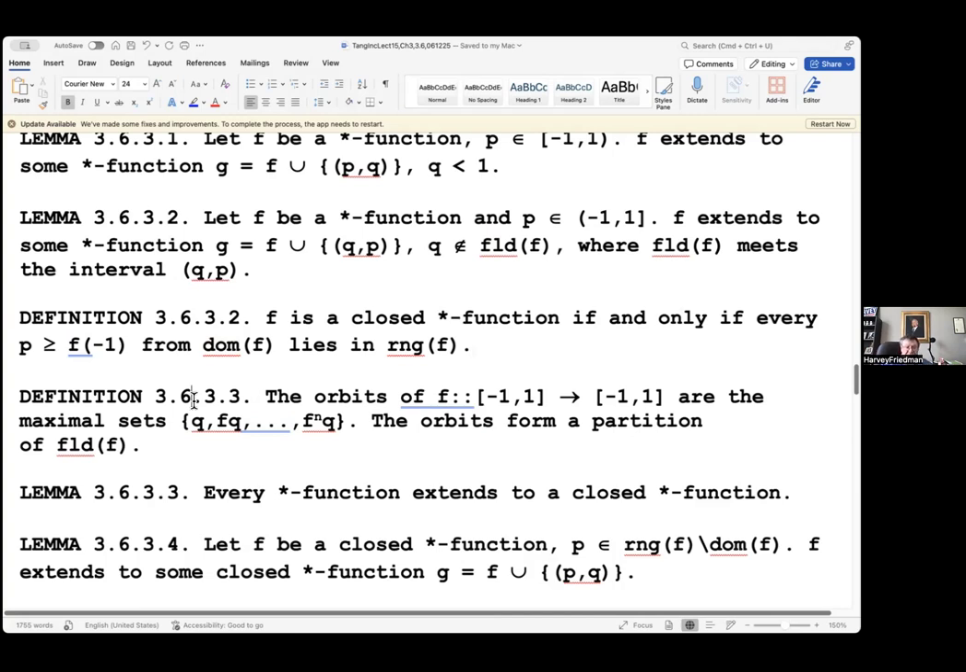All right, next topic. The orbits. The orbits of this function are the sets of the form Q, F of Q, ..., F to the N of Q. And they have to be maximal. That means that Q cannot be inverted, and that you can't apply F to F^N of Q. Now, obviously, the orbits of the function form a partition of its field.